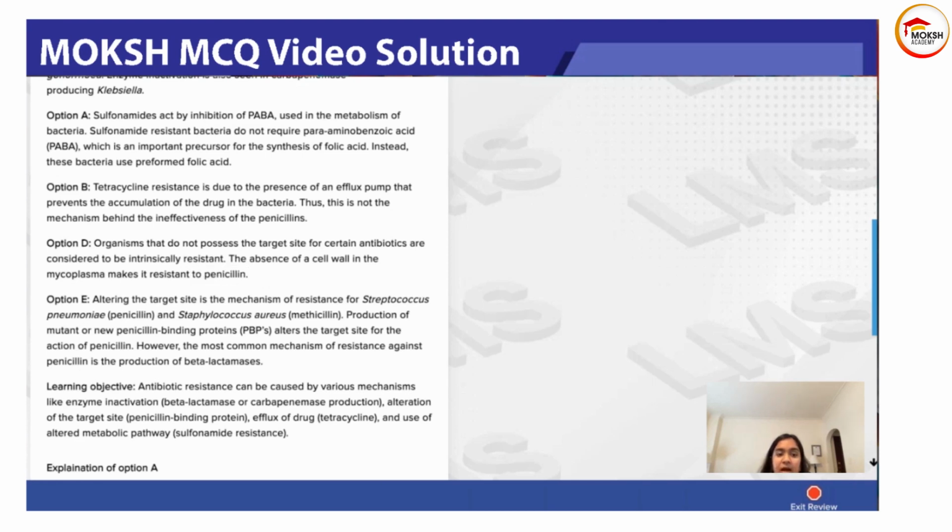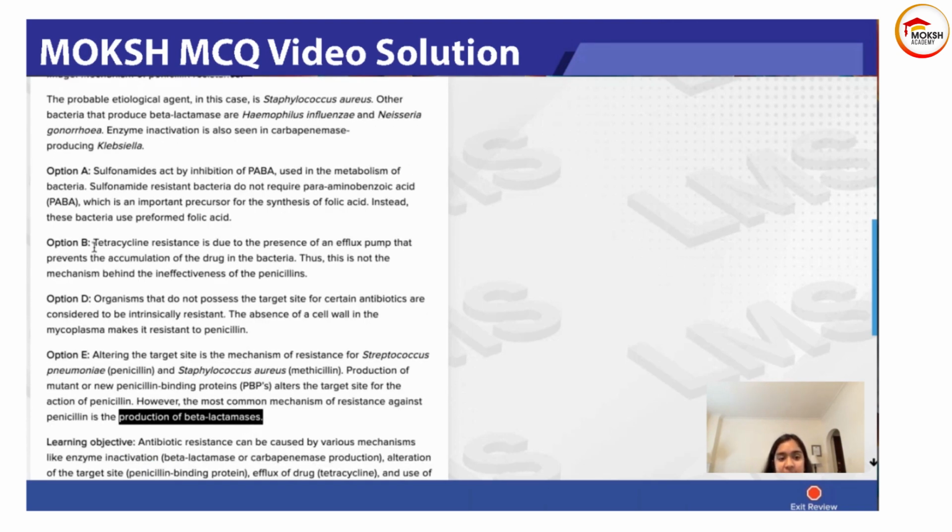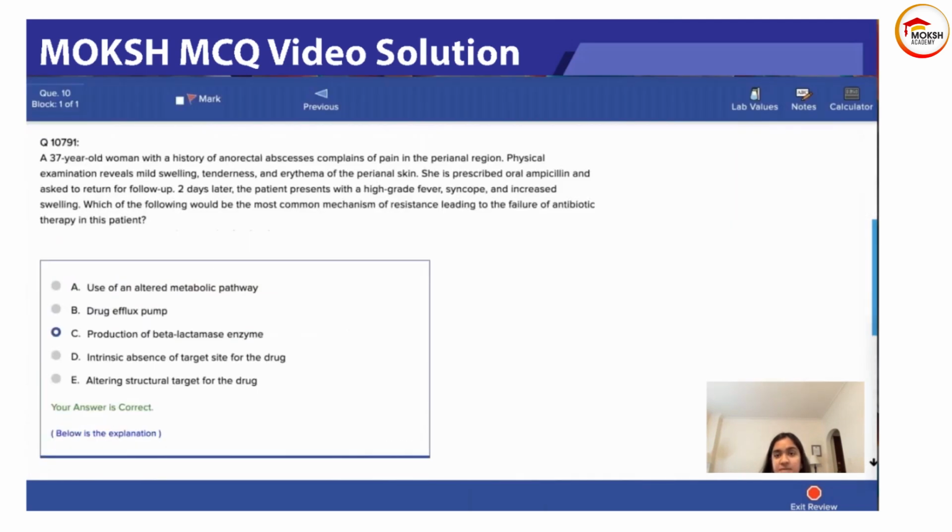Altering the target site is the mechanism of resistance in Streptococcus pneumoniae and Staph aureus, through production of a mutant or new penicillin binding protein. It alters the target site for the action of penicillin. However, the most common mechanism of resistance against penicillin is production of beta-lactamases. So all of these, especially the mechanism of resistance for tetracycline with the efflux pump and the penicillin binding proteins, are very high yield mechanisms of resistance to remember.